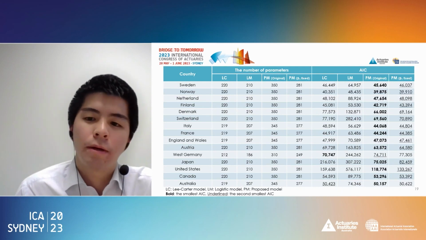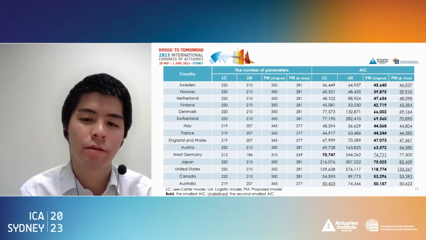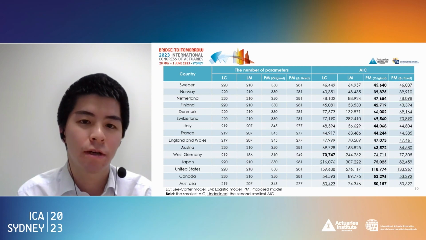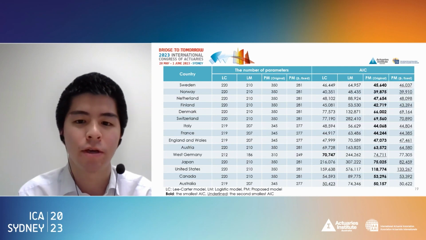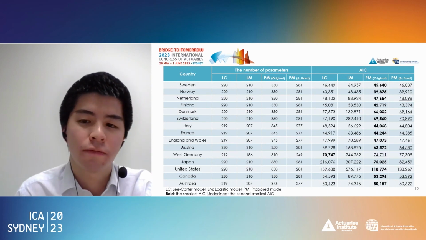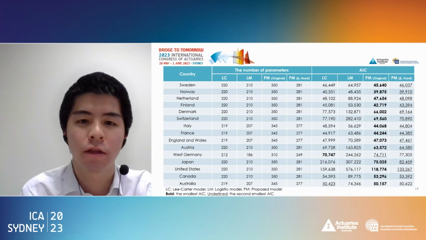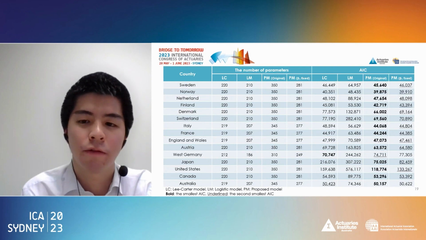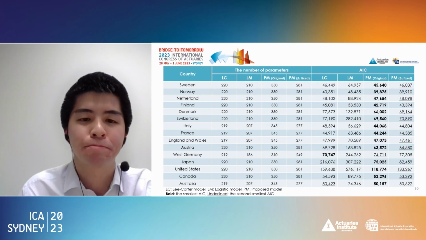Although the proposed models have more parameters than the other two, they obtain the first and second smallest AIC in almost all of the 15 countries. Note that the original version of the proposed model has a smaller AIC than the beta 1 fixed version for all countries. But the divergence between them is quite small in many countries.